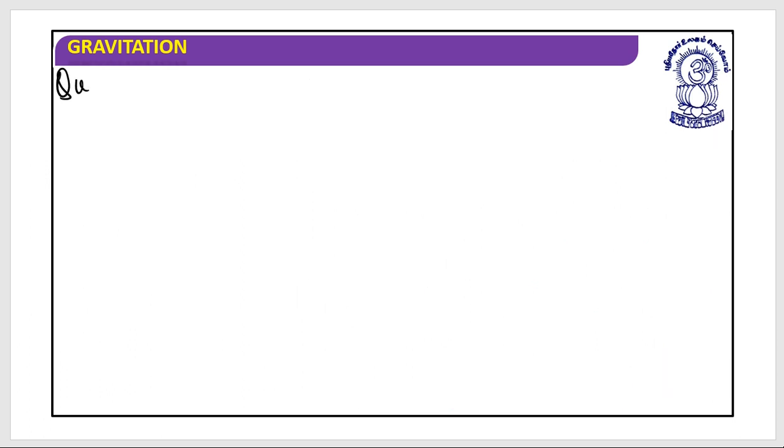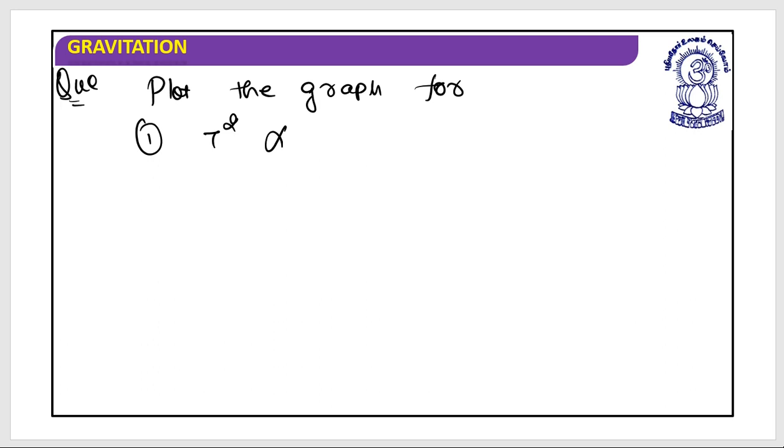Let's have a look. Plot the graph for, first, T square directly proportional to r cube, and second, for T versus r. I need to plot two graphs: T square versus r cube, and T versus r. And I know the relation: T square is directly proportional to r cube. So let's begin. First, let me plot this.